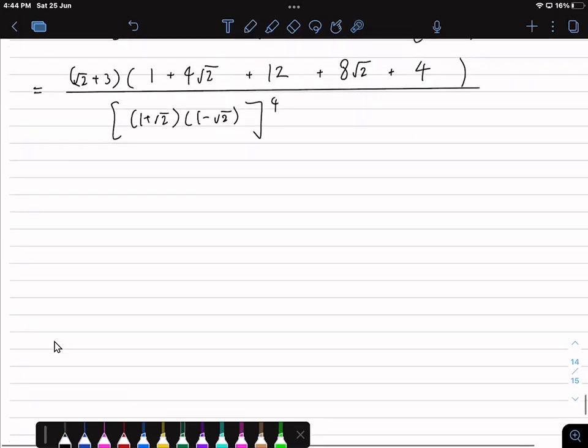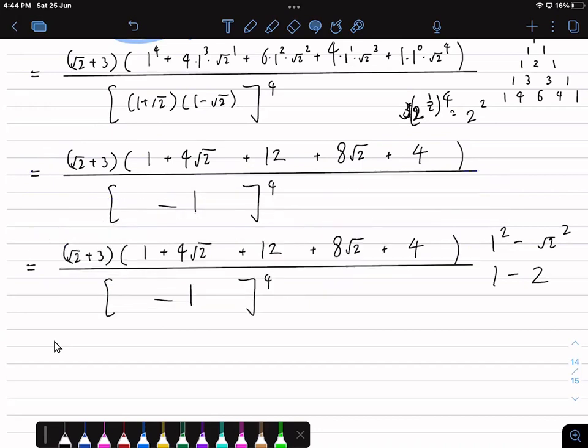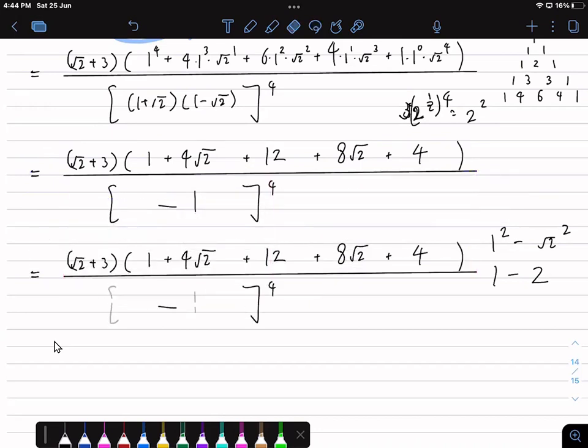The denominator over here, a plus b times a minus b, what does it become? A square minus b square. 1 square minus root 2 square. Okay, I'm just going to write it at the side. Then 1 square minus root 2 square, simplify, you get 1 minus 2, negative 1. What's negative 1 to the power of 4? It's 1. So if you divide by 1, do you need to do anything? No. Then you can just drop the denominator already.